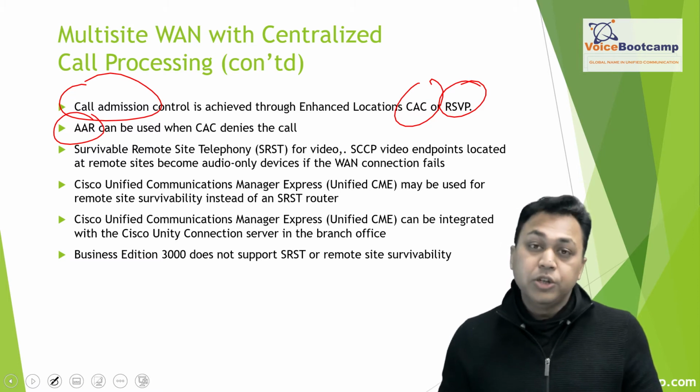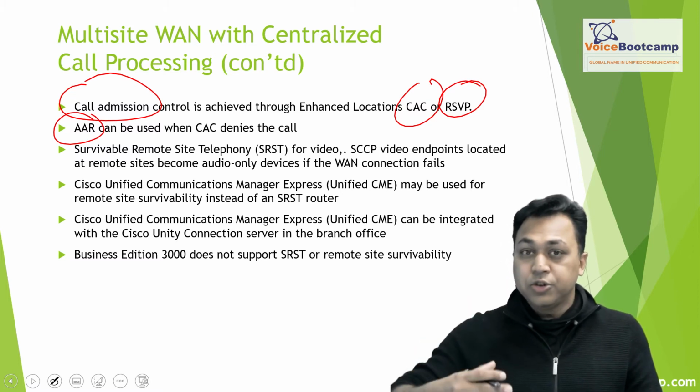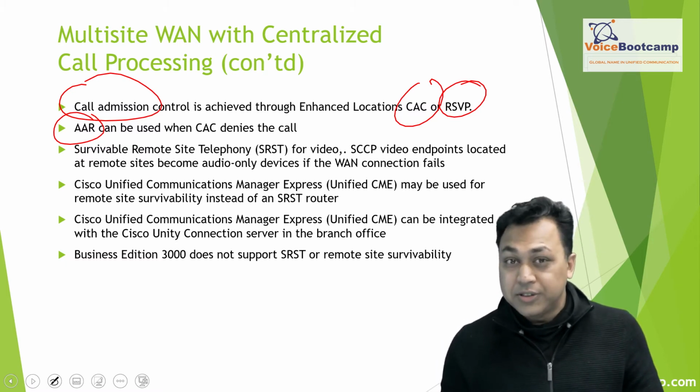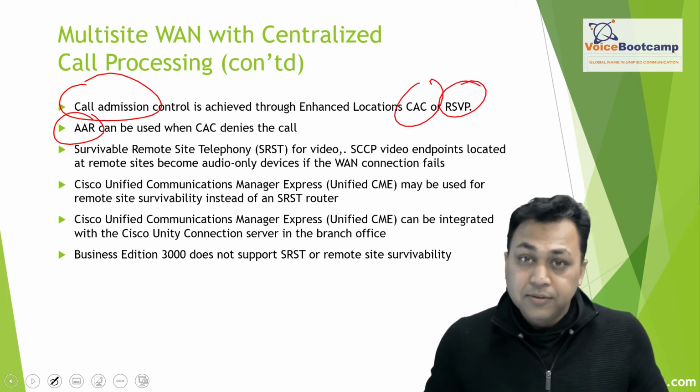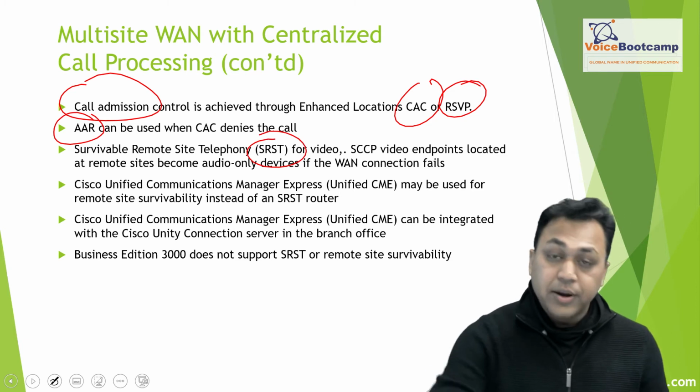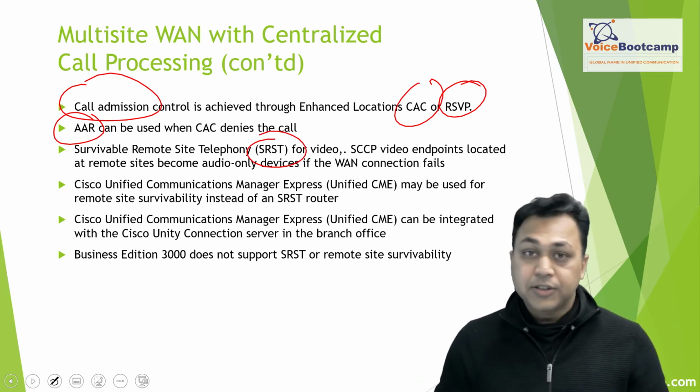So in this case, what do you want to do? You do not want to rely on the internet to register the phone from the branch office, because if the internet goes down, those phones will not be available. So what do you want to do? You want to use something called SRST, Survivable Remote Site Telephony.